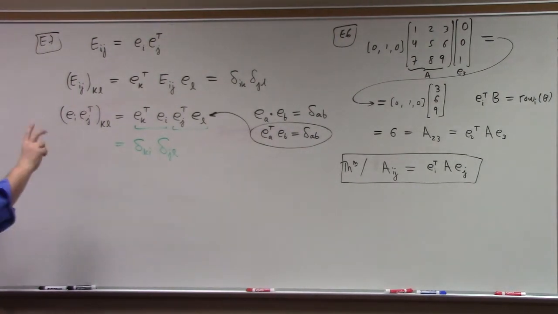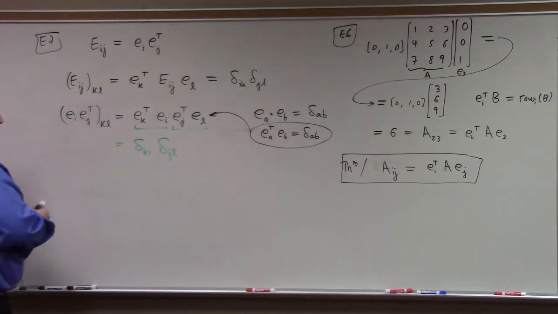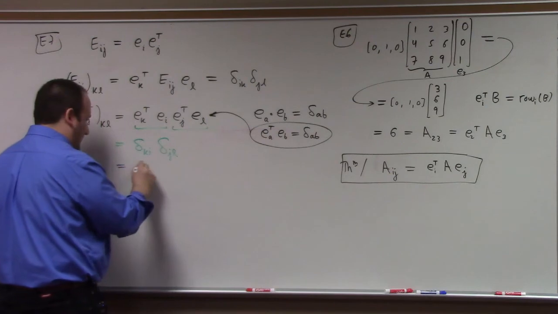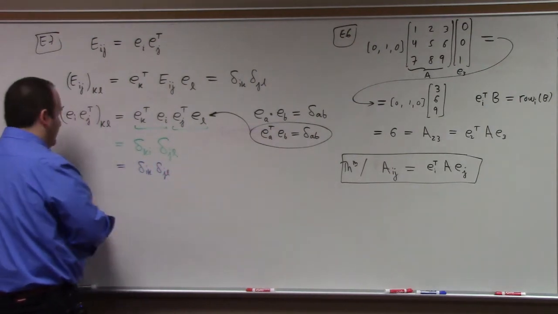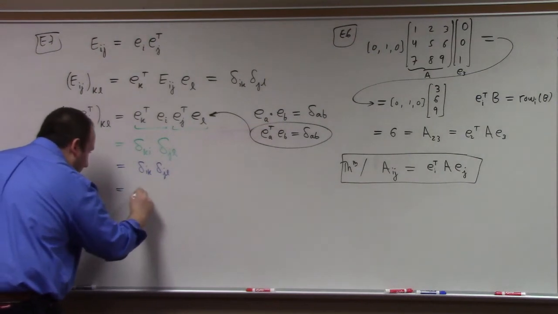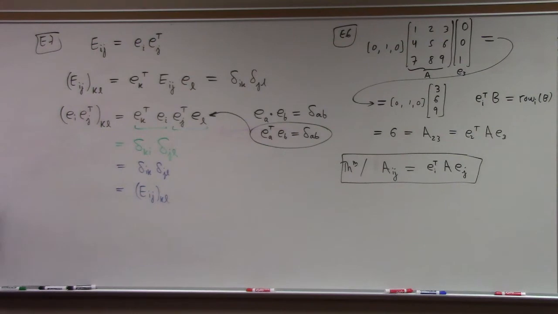And by the way, the Kronecker delta is symmetric in the indices. This is equal to Kronecker delta ik, Kronecker delta jl, which is of course equal to E_ij at position kl. So there is another proof that you can build the square matrix unit by a product of the standard basis vector and its transpose in the appropriate order.